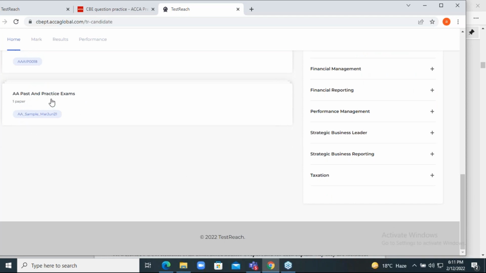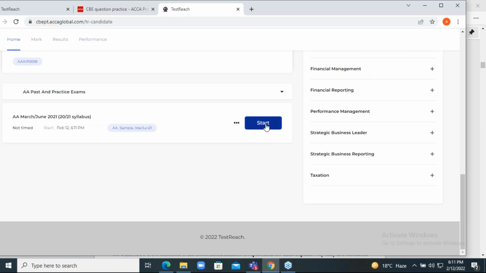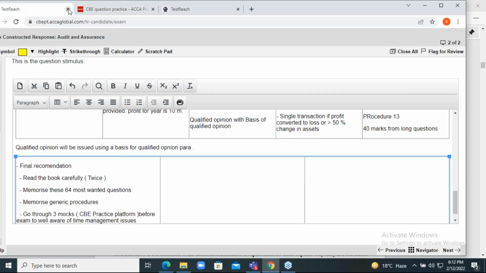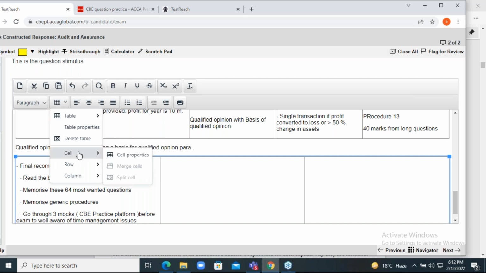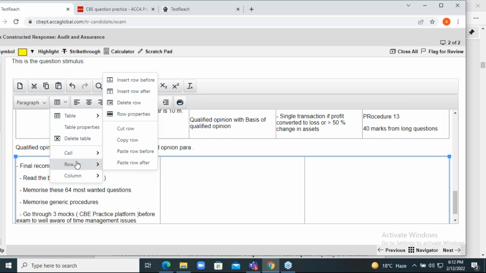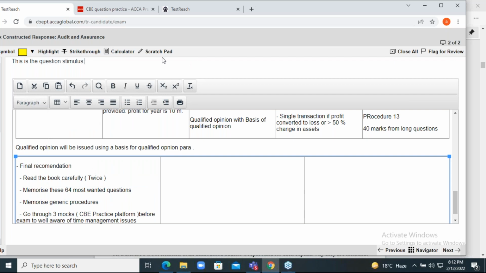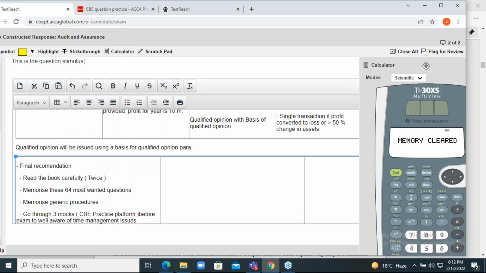Now this is the Audit and Assurance past paper. If you click on it, there is a start tab. You just click on that start tab and this paper will start just like in your real exam. The real same environment will be there, same options will be there. Like you can see these options: how to make tables, how to delete cells, how to enter cells, rows. All these things. This is the calculator you can see.